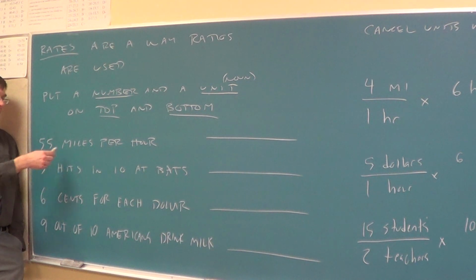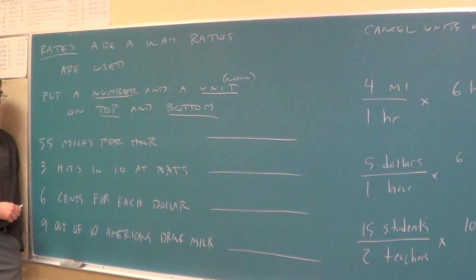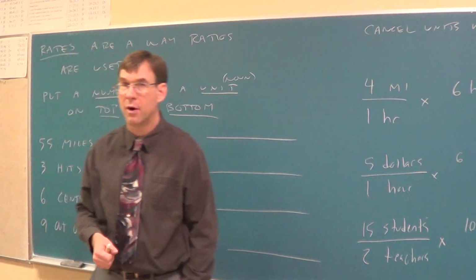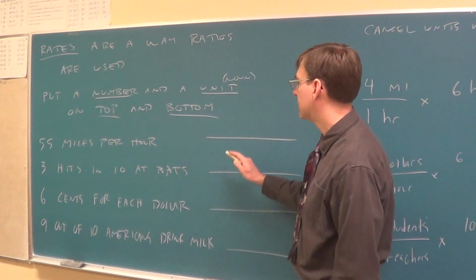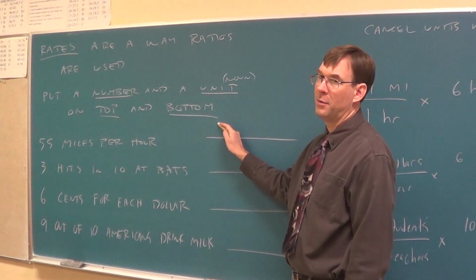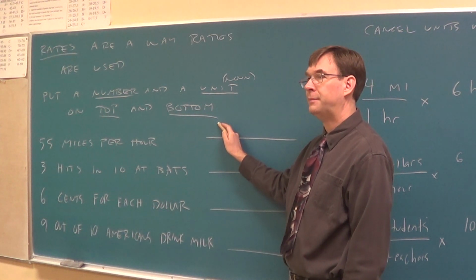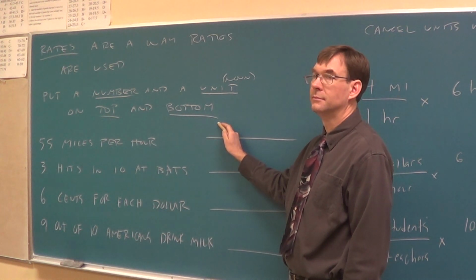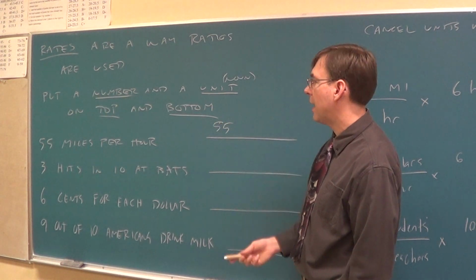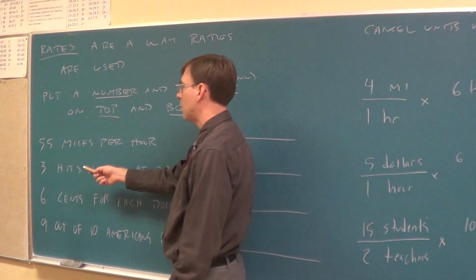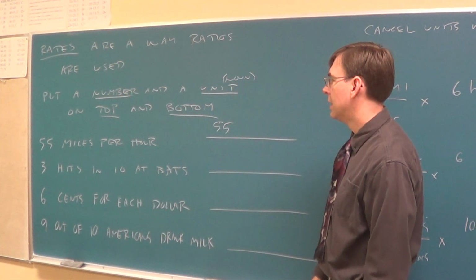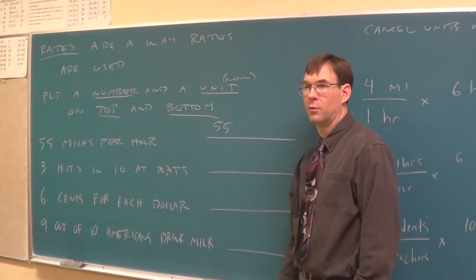So if I say 55 miles per hour, like in your car on your speedometer, you're going 55 miles per hour, we can write that rate as a fraction. Can anybody take a shot at what you think we put on the top? There is a 55 on the top, absolutely. Whatever you see first is going to go on top. So we see a 55, we've got a 55 on top. That's true, we're a step of the way.